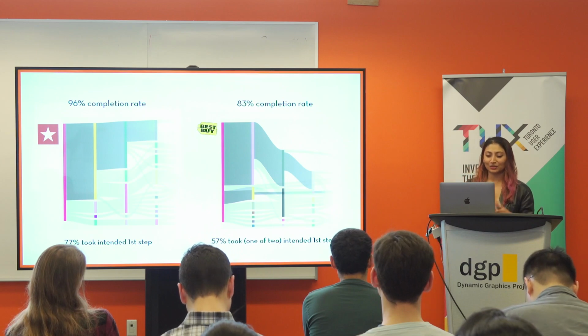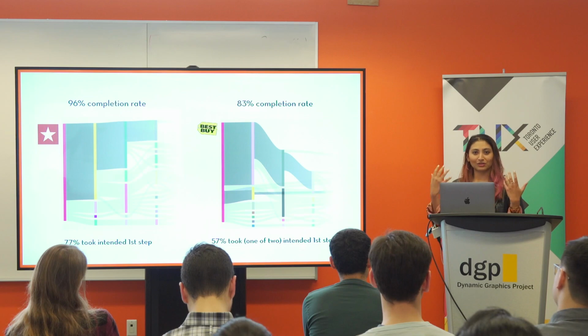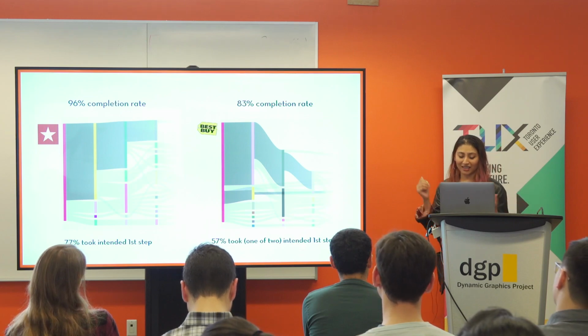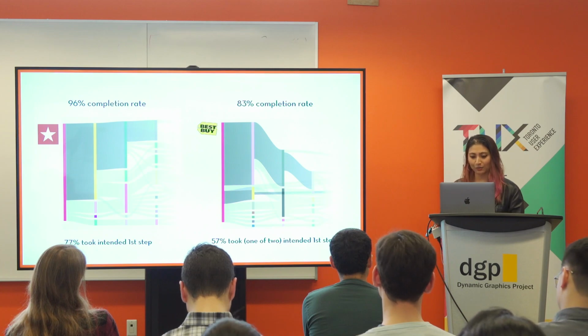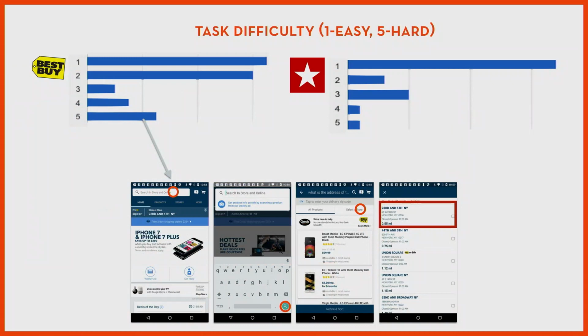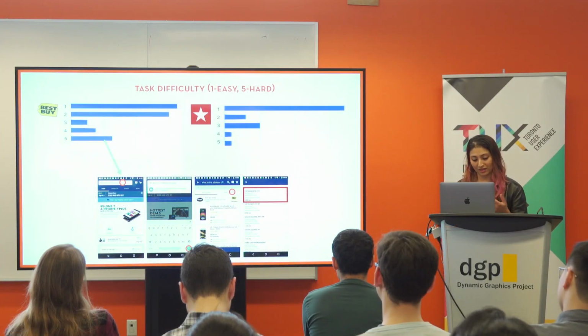So, it's just really interesting how, as more people get used to a design pattern, the usability of that pattern can actually change over time. We also saw that people self-reported that doing this task on Best Buy was more difficult to them. So I think it's useful to have these different quantitative and qualitative streams to understand what's exactly happening as people use these apps.